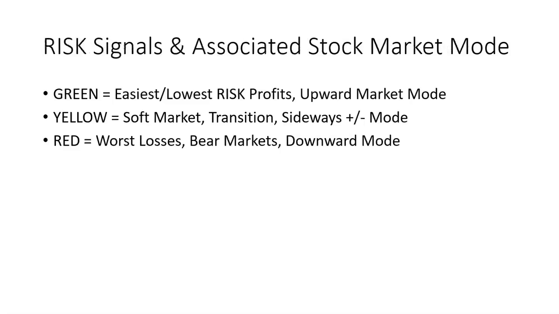When the signal is green, this is when you're going to have your easiest, lowest risk profits, and this is when the market is generally in an upward market mode. When the signal is yellow, we have a soft market, and the market is generally sideways to slightly up or down. And what you're going to find is that when the market mode signal, or risk signal, you can refer to it either way, is red, the worst losses, including bear markets, are going to happen in a red signal environment. So when the signal is red, the market is generally in a downward mode.